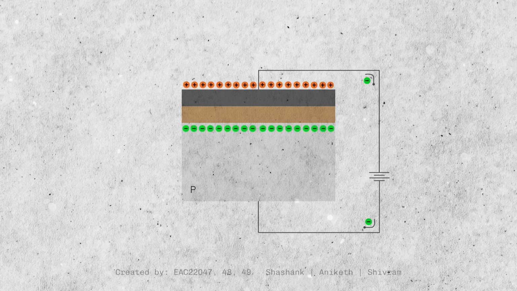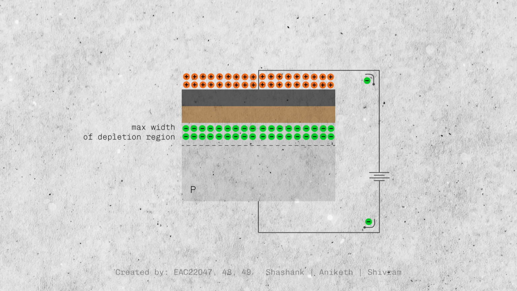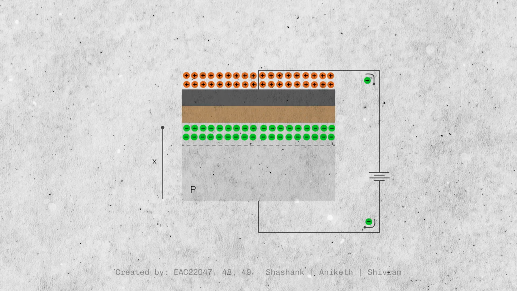On further increase in external bias, the depletion region grows to a certain width, after which no recombination occurs. This width is the maximum width of the depletion region and it determines the threshold voltage. As we move from the bottom of the semiconductor to the oxide semiconductor interface, the semiconductor becomes less P-type.